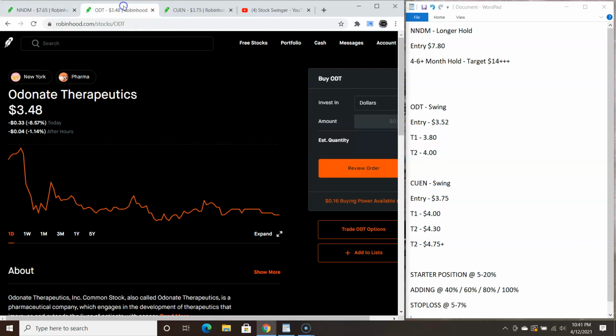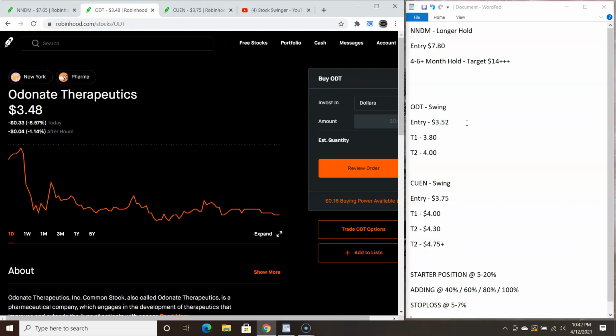Next one is ODT. This one here, we're sitting at about 348, a good entry in there. 352 or under, I put in here, is where I entered. I think I entered at 352. This one, you guys, we're looking at 380 and then 4. If we run up anything past 380 or so, I would start taking some profits. But this is a nice little swing. This play shouldn't take too long.